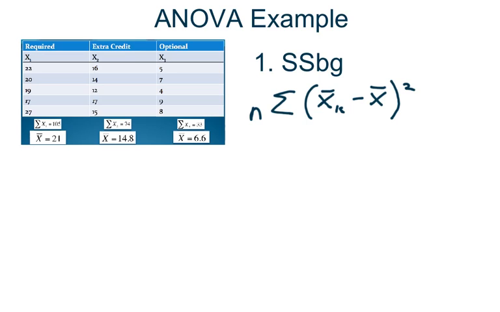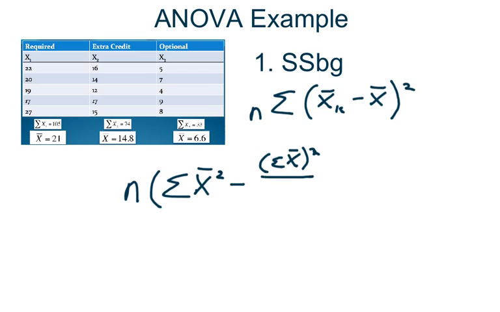I'm going to give you a simple version, and even this version that I'm going to show you is a little bit different than the version in your textbook. So this one I think is easier still. The formula for the sum of squares between groups, the computational formula, is once again n times the sum of x bar squared minus the sum of x bar quantity squared, divided by k.